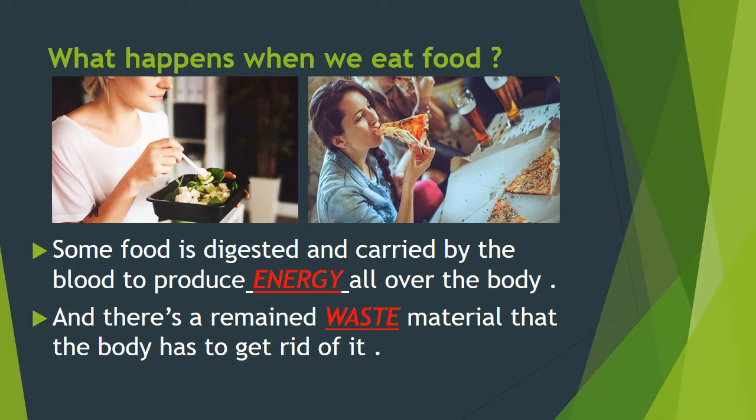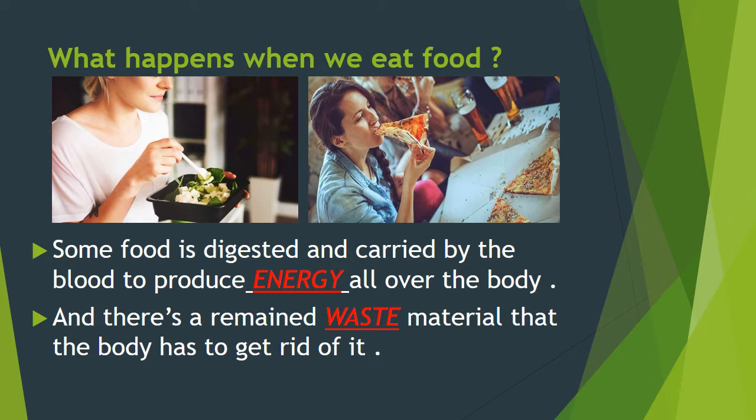Let's understand what happens when we eat food. Some of the food that we eat is digested or broken down into small pieces. This digested food is carrying energy. It's carried by the blood to produce energy all over the body. We all know that we need energy to function, right? We need energy to think, for the brain to work, and we need energy to walk, to function, to move, and so on. So some of the food that we eat is digested or broken down and carried by the blood to produce energy all over the body.